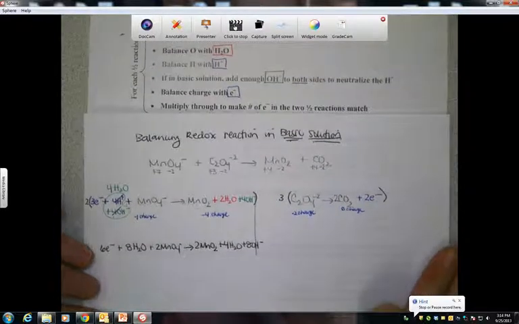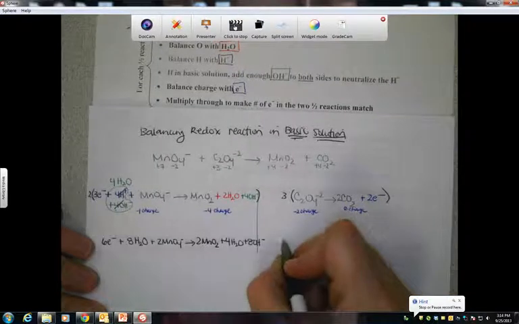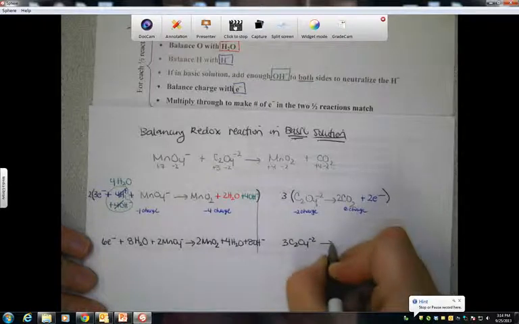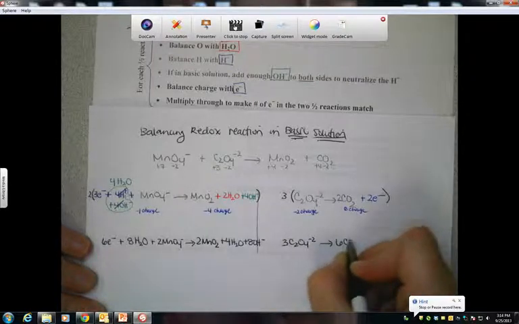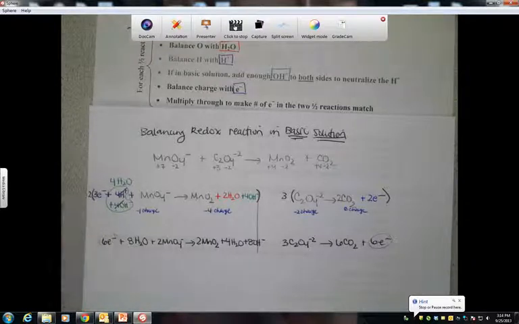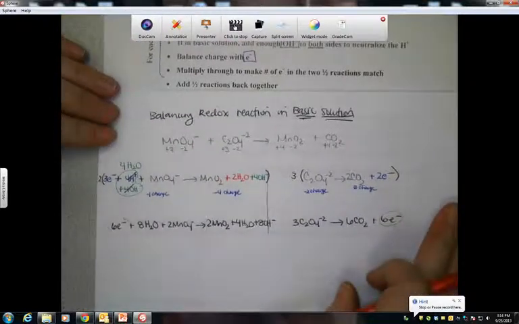I'm going to move this up a little. And then this half reaction should be pretty easy. So 3 C2O4 2- yields 6 CO2 plus 6 electrons. The whole reason you did that is so that these electrons equal each other. Okay, so now we're going to add the half reactions back together.